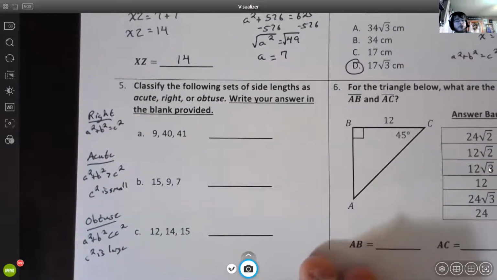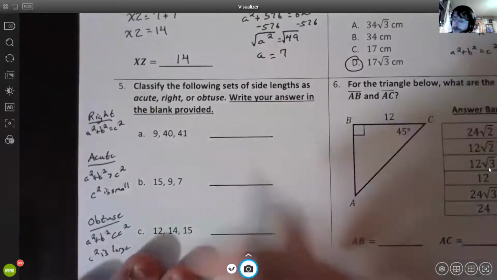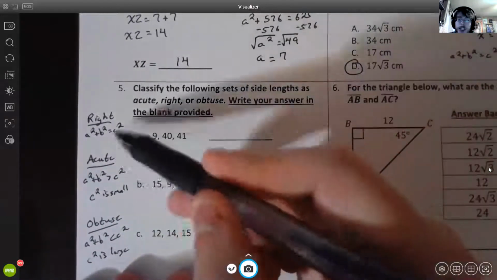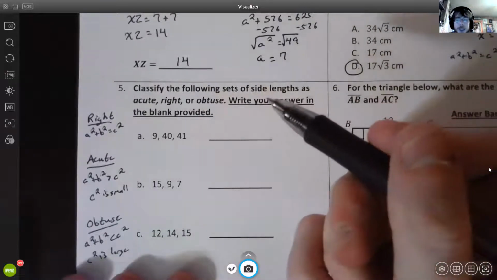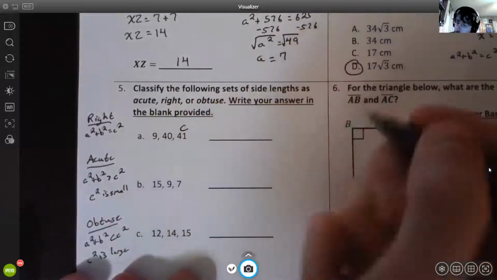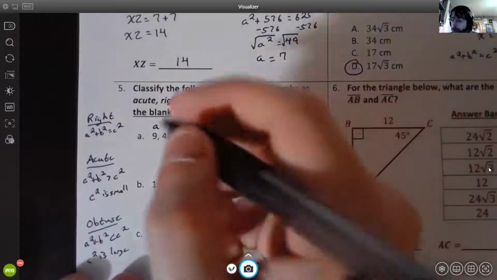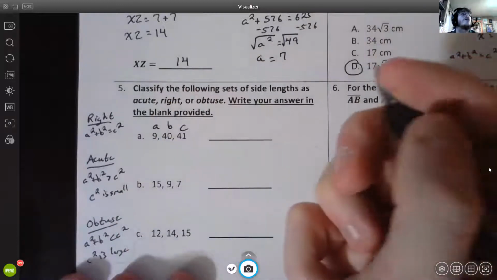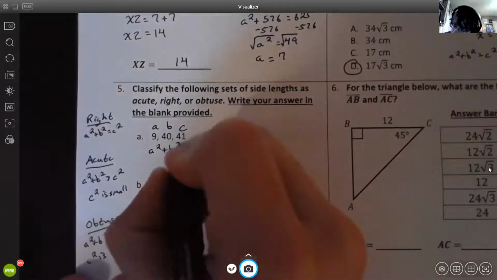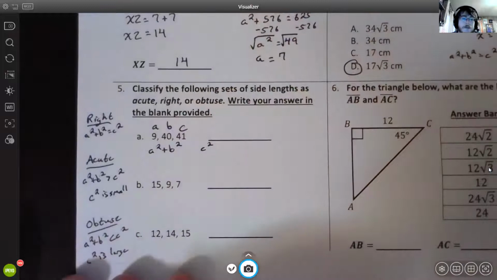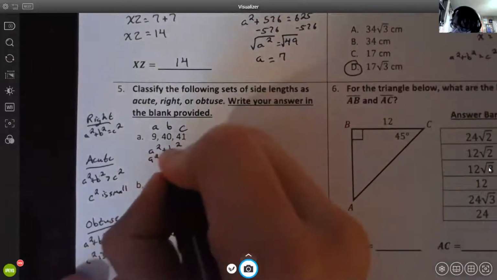So let's look and see what we have in this case. On A, we have 9, 40, and 41. Just like we did in number 1, we're going to label our sides with a, b, and c. C is our longest side, so c is 41. A is our shortest side, which is 9, and b is 40. Now we're going to do a squared plus b squared, and we're going to do c squared separately. A squared plus b squared gives us 9 squared plus 40 squared.